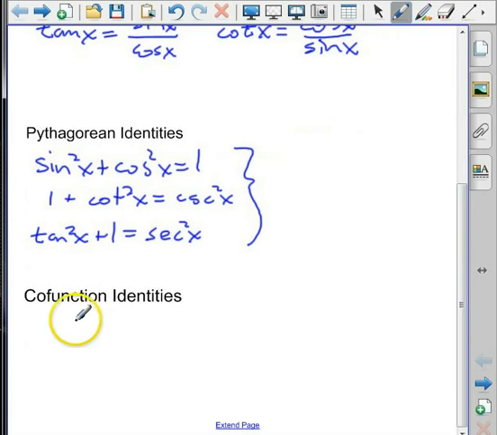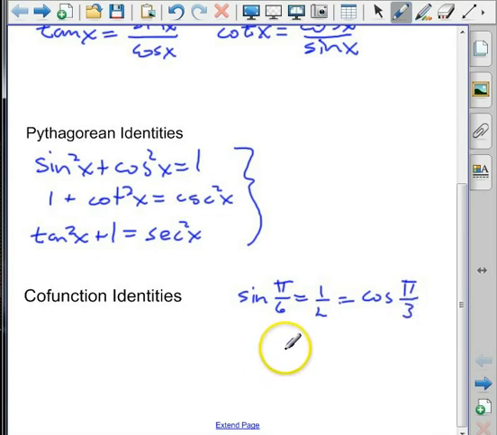Last ones we have are cofunction identities. You may have noticed that the sine of pi over 6 is equal to 1/2, which is also equal to the cosine of pi over 3. Well, how are pi over 6 and pi over 3 related? Turns out that pi over 2 minus pi over 6 is pi over 3.